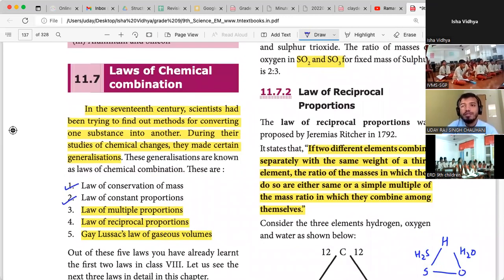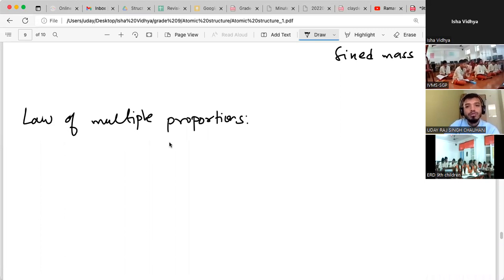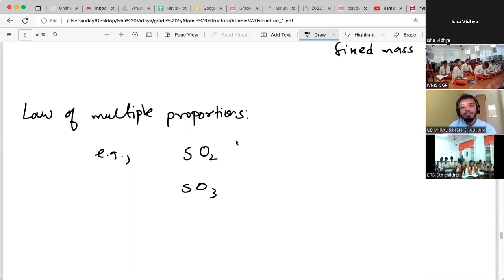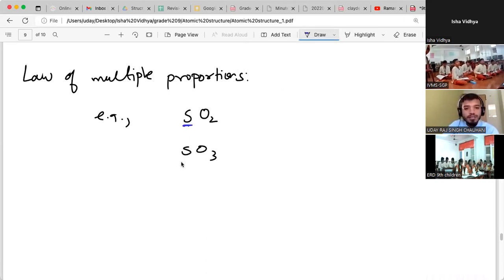I'll take this example for your understanding: SO2 and SO3, for the law of multiple proportions. So you fix one element, sulfur. Here both have 1 atom of sulfur, so you fixed it. What is the mass of sulfur, the atomic mass? It is 32, right?